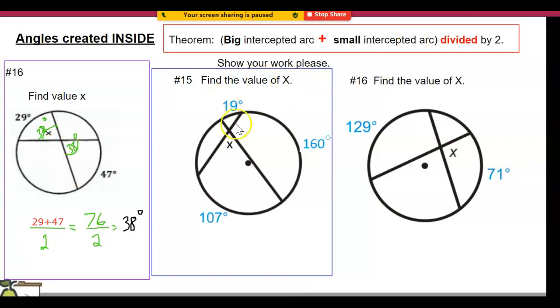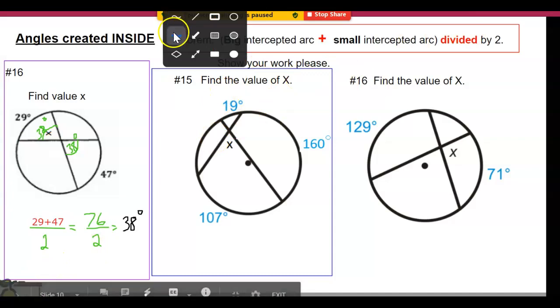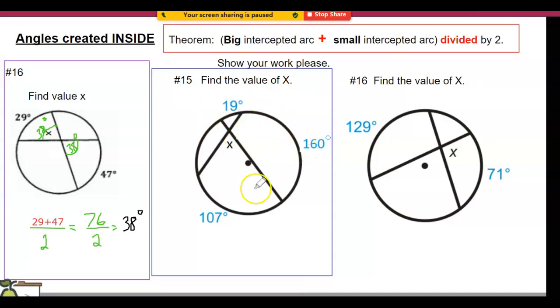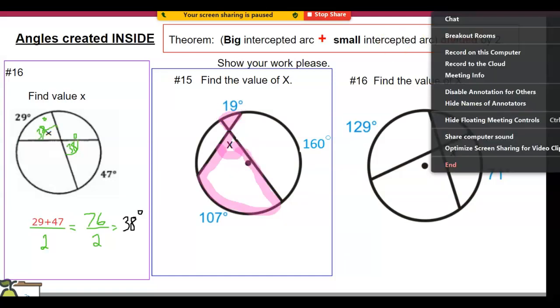Okay, try number 15, please. This one is tricky because you have the 3 arcs, but which 2 do you need? Here's the angle that they're asking for. So that's this arc, 107. And its vertical angle intercepts this arc, which is 19. So those are the 2 you need. Go ahead and try that one.